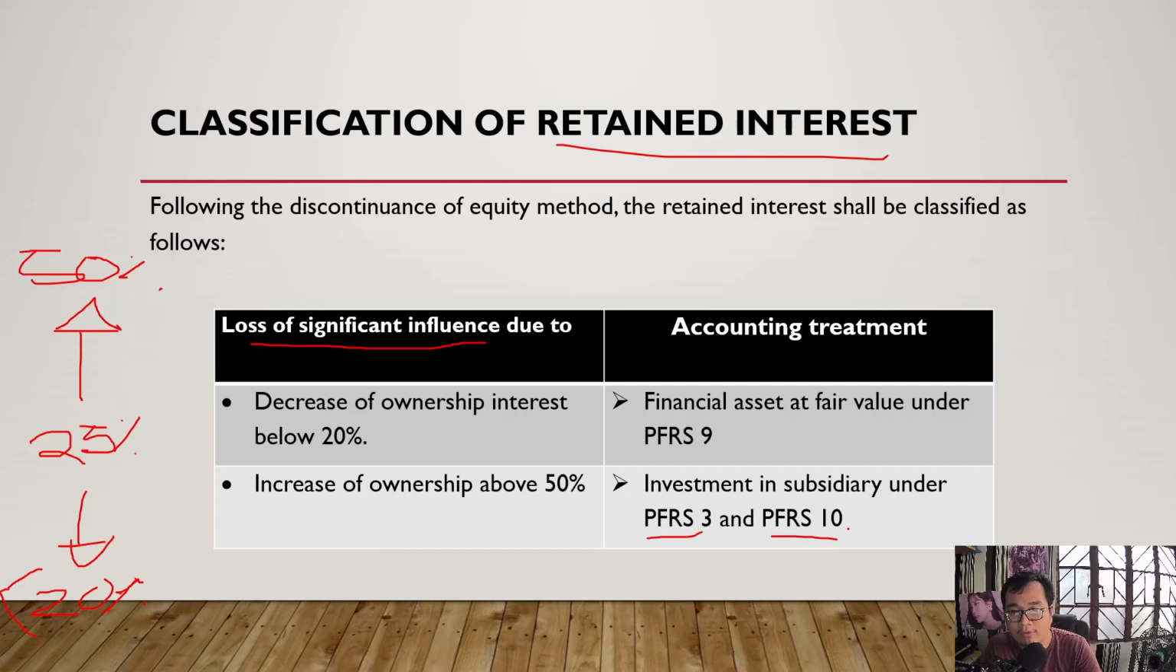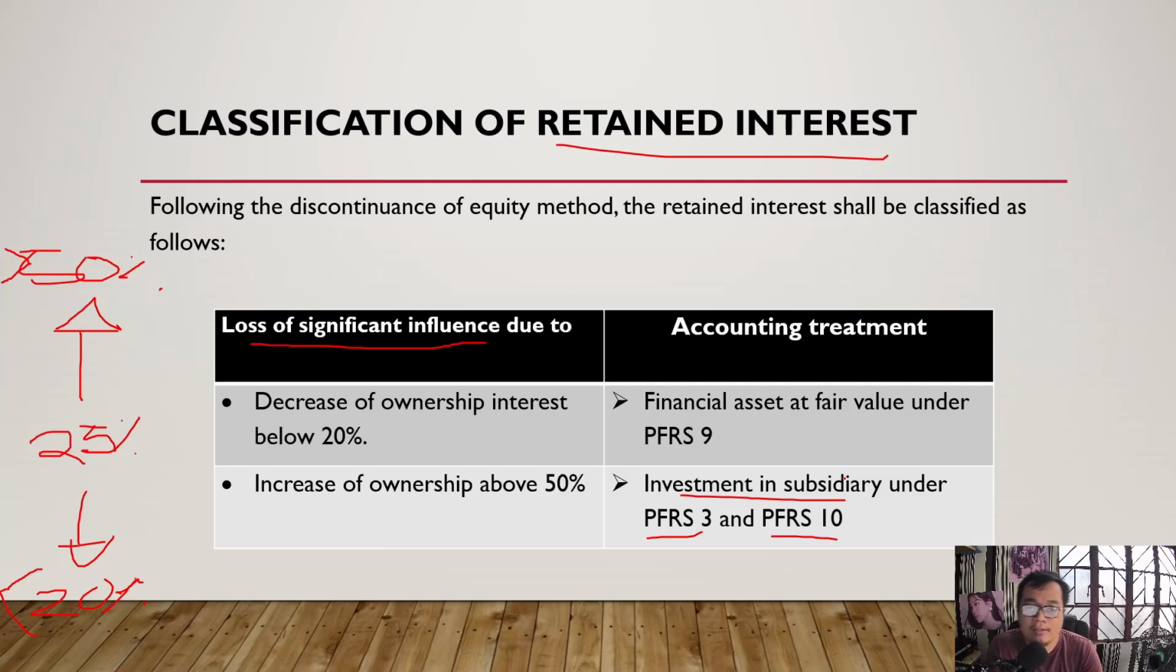Sir, so anong difference yan, sir? Anong labot yan? Ito na yung hierarchy of ownership interest. Hierarchy na to siya of ownership interest. Yung pinakamataas, which is the 50% and above, greater than 50%. Hierarchy to siya. Yung pinakamataas, itong investment in subsidiary tawag dito. Yan yung pinakamataas.